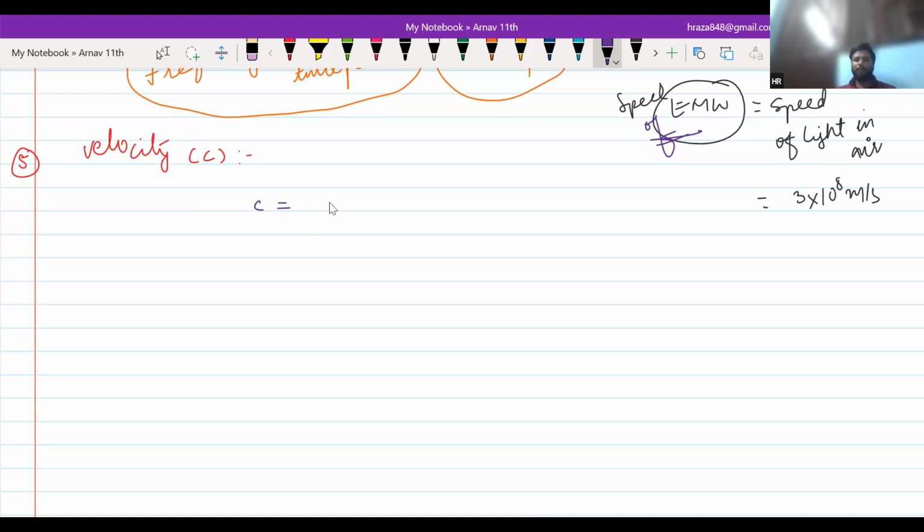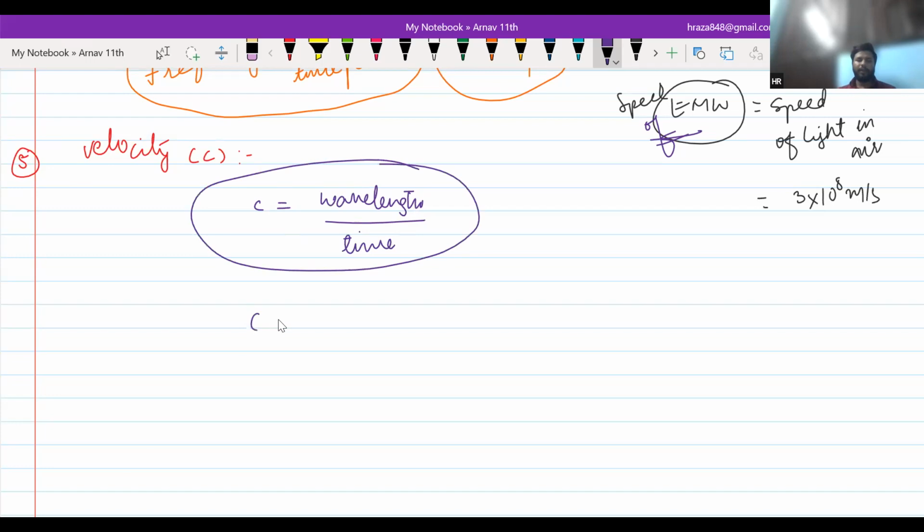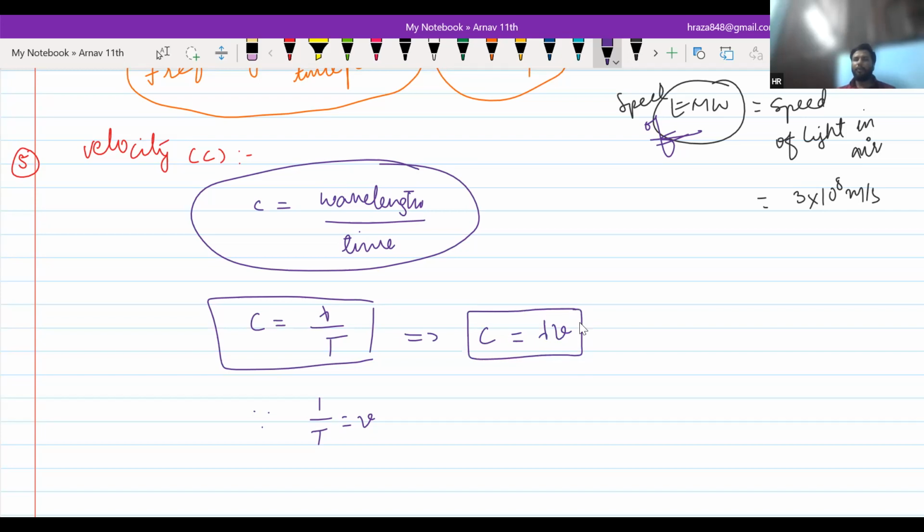Now this c will be equal to lambda, wavelength, distance. You already know that speed is equal to distance upon time. So we take distance as wavelength upon time. So c is equal to lambda upon T. And since 1 by T equals nu, we can modify this formula and write c is equal to lambda into nu, or nu is equal to c by lambda. Or if you want lambda's formula, it will be this.